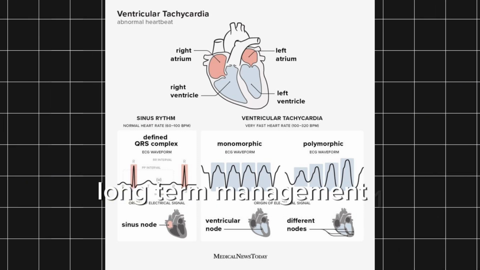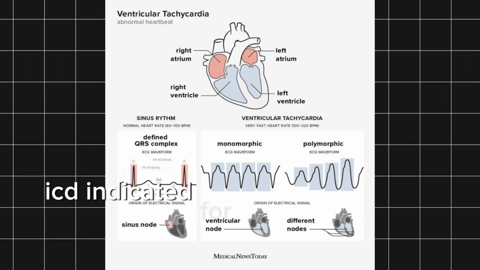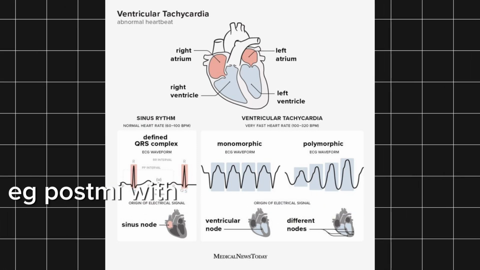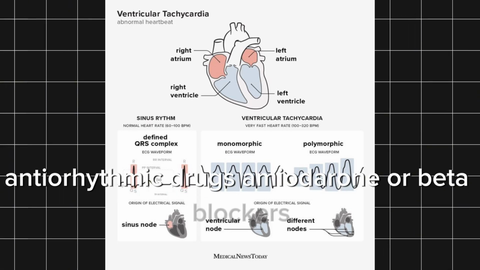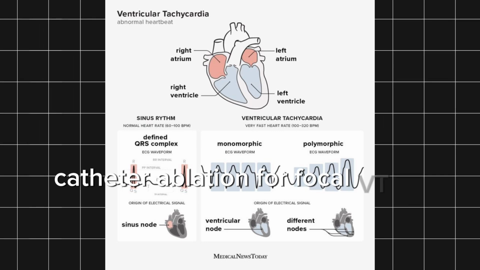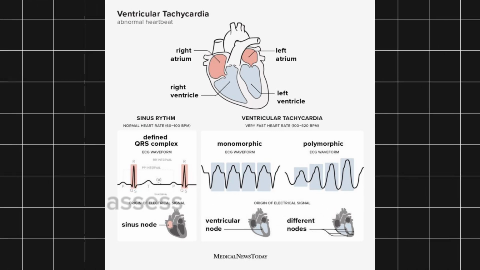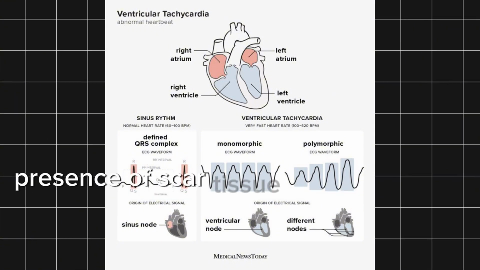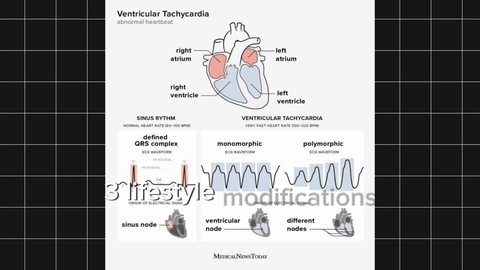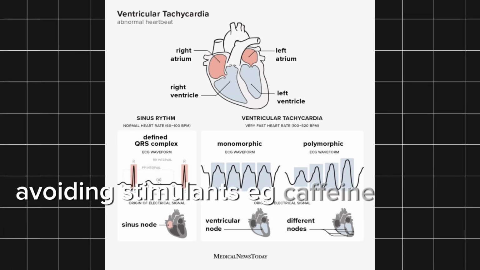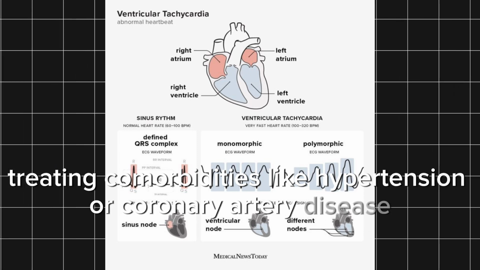Long-term management. 1. Preventing recurrence. Implantable cardioverter defibrillator, ICD, indicated for high-risk patients, e.g. post-MI with reduced ejection fraction. Antiarrhythmic drugs, amiodarone or beta blockers. Catheter ablation for focal VT or recurrent episodes. 2. Risk stratification. Assess ejection fraction, presence of scar tissue, and underlying cardiac disease. 3. Lifestyle modifications: avoiding stimulants, e.g. caffeine, alcohol. Treating comorbidities like hypertension or coronary artery disease.